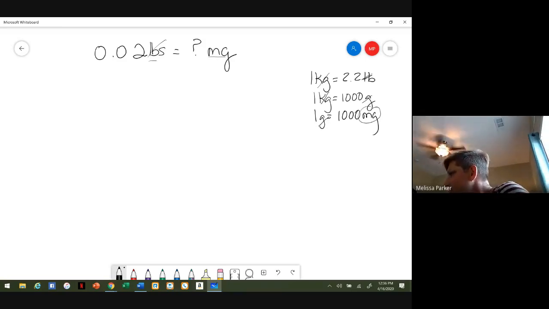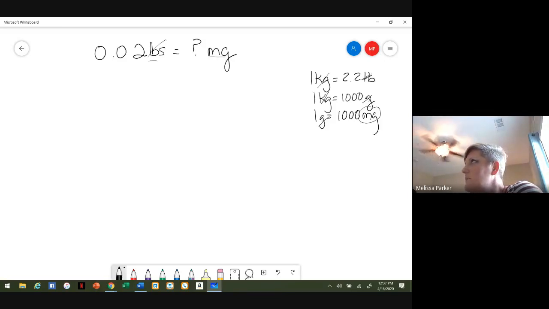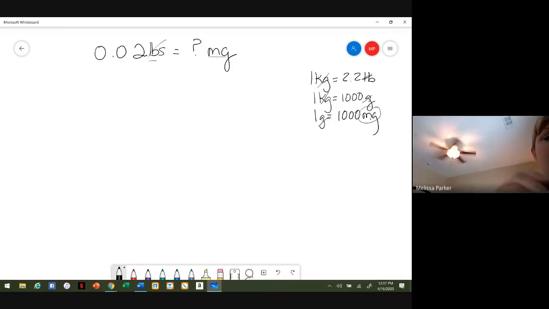Yep, Amy, you're right. 1 kilogram is 1,000 grams. And then we just have to get from grams to milligrams, right? We went from pounds to kilograms, and we're going to go from kilograms to grams, and then grams to milligrams, not micrograms. All right. So we're going to start with our milligrams here.